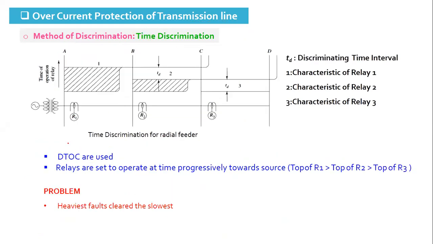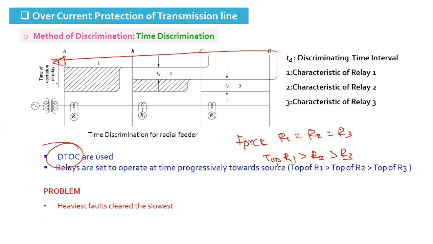Then comes time discrimination, where we use the definite time relay, where the pickup of all three relays will be the same, but their times of operation are different. R1 is different from R2, and R2 from R3. It will provide backup. They are not affected by DC offset, not affected by the transient overreach issue, and not affected by the ZS by ZL ratio. But the only drawback here is that as you move from load to source, the time of operation of the relay will increase, and therefore the fault which is very near to the generator, which is the most severe fault, will be cleared in the slowest time. So the heaviest fault is cleared last.